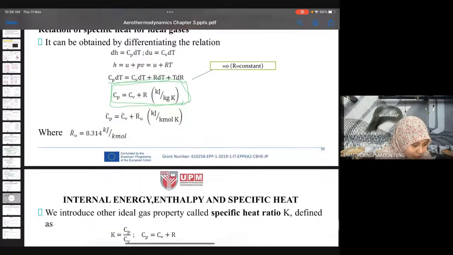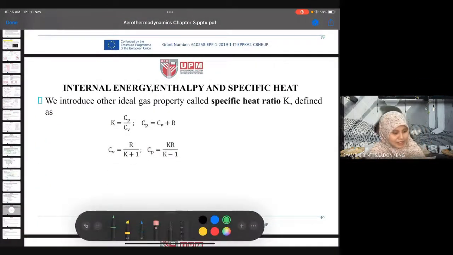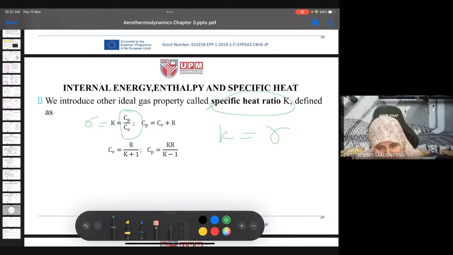In kilomole as well. And also here, K, the specific heat ratio, small k, or sometimes we use gamma. In the thermodynamic book, sometimes we use gamma. So K and gamma are the same. It's the specific heat ratio, which defines the ratio of Cp over Cv.